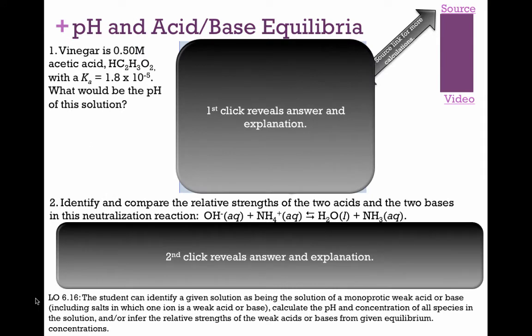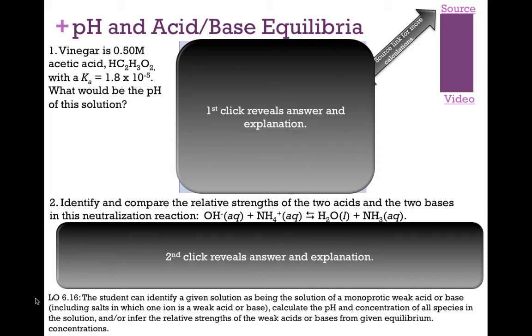Okay, vinegar is 0.5 molar acetic acid with a Ka of 1.8 times 10 to the negative fifth. You might not remember it, but you use that Ka a whole lot. What would be the pH of the solution? We've done these in class. What are you going to need to use if you have Ka and you're trying to find pH? What are we going to have to find eventually? H plus.